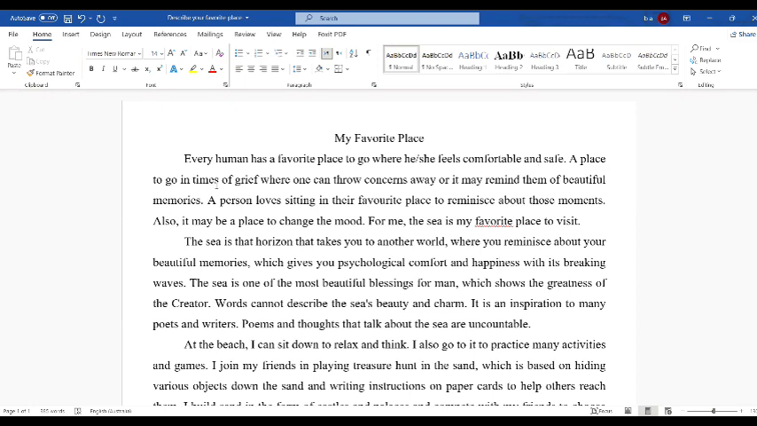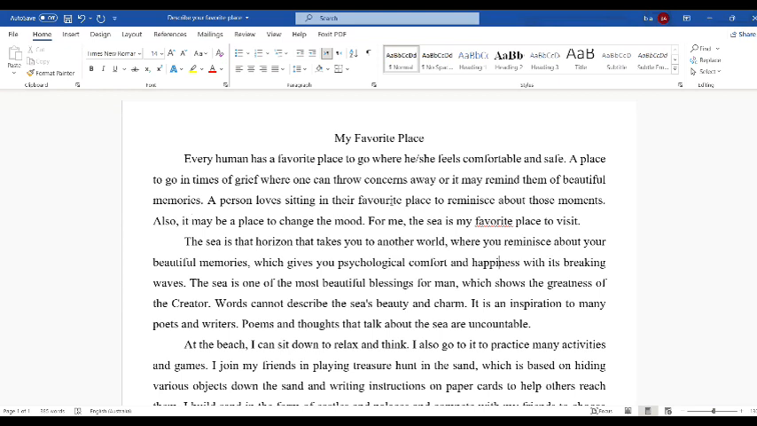A place to go in times of grief. What is the meaning of grief? It means sadness. Okay, الحزن, sadness. Where one can throw concerns away, or it may remind them of beautiful memories. Okay, we are talking here in general, okay? Because in the introduction, we need to talk about a topic in general. Then, when we want to move to the thesis statement, we will be more specific, okay? We will be more direct.